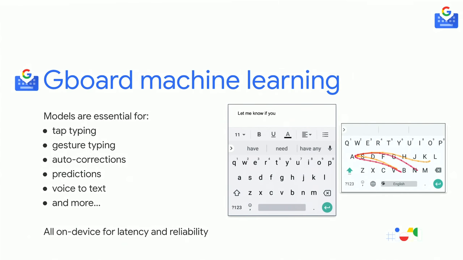Gboard uses machine-learned models for almost every aspect of the typing experience. Typing, gesture typing, both depend on models because fingers are a little bit wider than the key targets, and you can't just rely on people hitting exactly the right keystrokes. Similarly, auto-corrections and predictions are powered by learned models, as well as voice-to-text and other aspects of the experience. All these models run on device, of course, because your keyboard needs to be able to work offline and quickly.